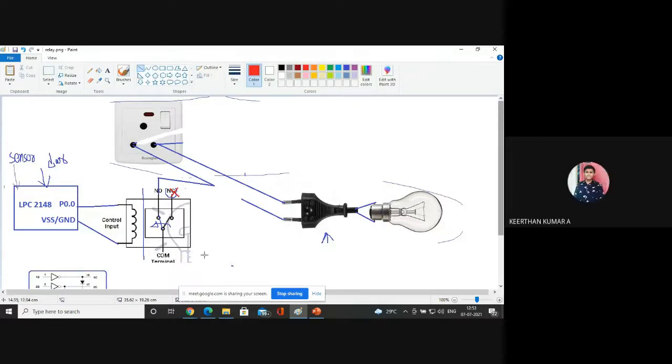Yes, sir. So now I have to provide another connection. Where do I connect another connection? There's a common terminal. So now I'll take the wire here, take the common terminal, and then make the connection to here.